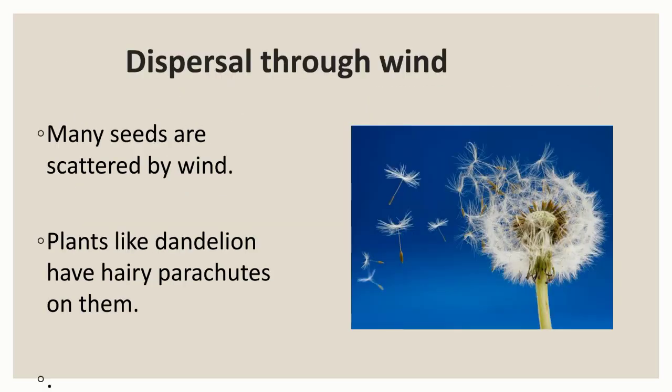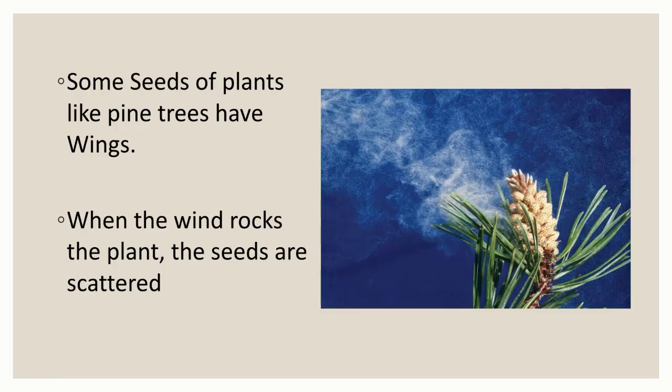Seeds can also be dispersed with the help of wind. There are some plants like dandelions which have hairy parachutes on them. Whenever there is wind, the seeds are scattered away. Other seeds like that of pine trees have wings. When the wind rocks the plant, the seeds are scattered.